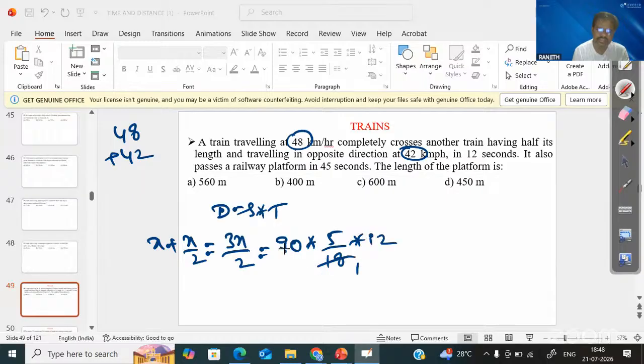18 ones are 18, 18 fives are 90, 3 ones are 3, 3 fours are 12, 5 fives are 25. 25 into 4 equals 100. 100 into 2 equals 200, where the length of the train equals 200.